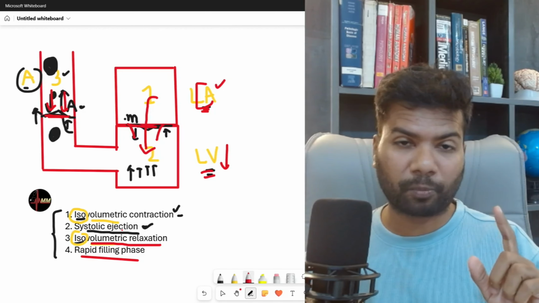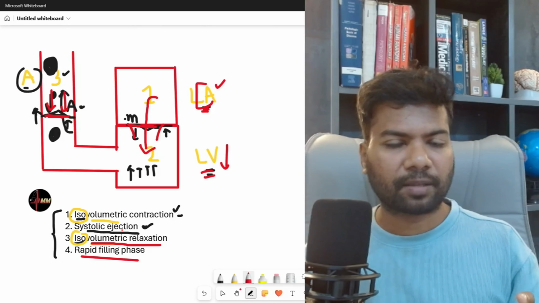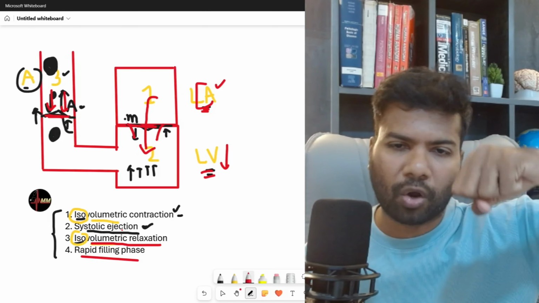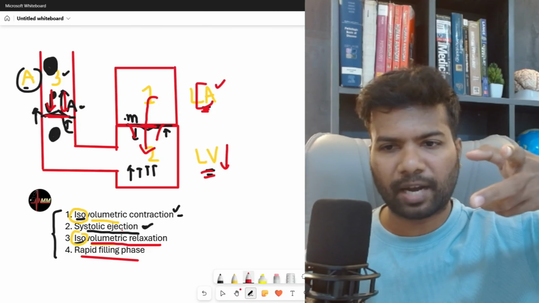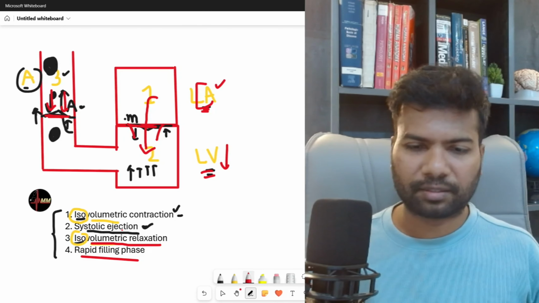I did mention here one more point. First is the rapid filling phase, and then the slow filling phase, and then only the atria contracts to push the remaining blood from the left atrium into the left ventricle. Fine, that's it. This is the cardiac cycle.